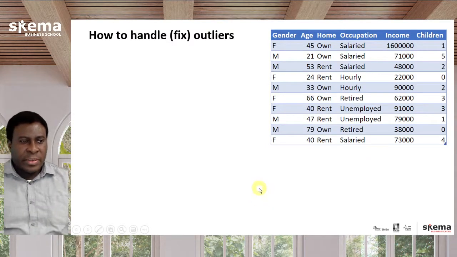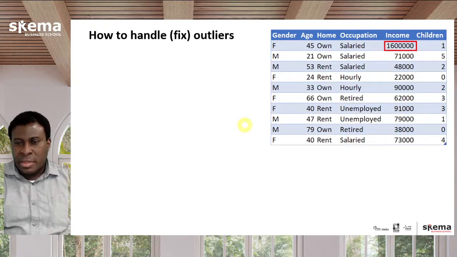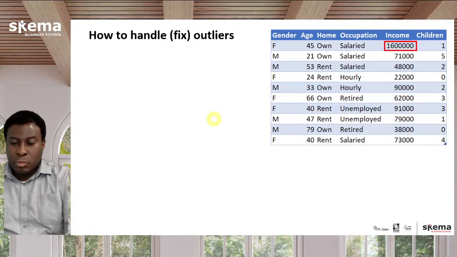So to handle or fix outliers, first look at this little data set, pause the video for a moment, and see if you can identify any outliers there. Okay, so here we have income. Most incomes will range from a low of 22,000 euros per year up to a high of 91,000 euros here. But this one is 1.6 million euros per year. For family income, that's pretty high, and that definitely stands out relative to the others in the data set.